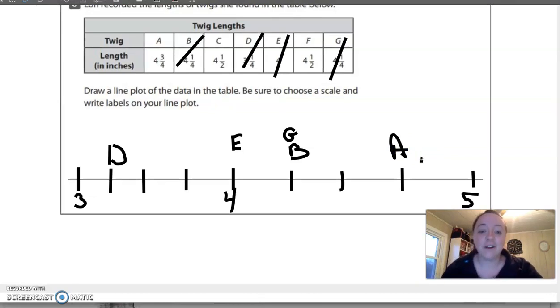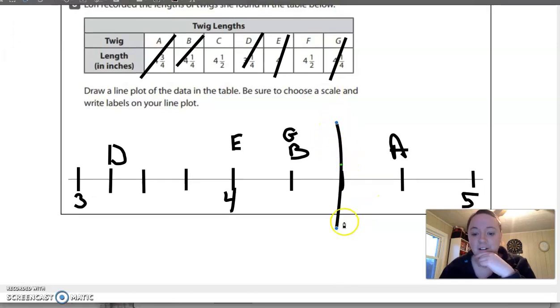Okay, so we have letter A now. So we're going to get rid of that one. Now we have 4.5 left. Let's look at 4. Let's look at 5. Here's 4. Here's 5. Where's halfway in between? Looks like about right here.